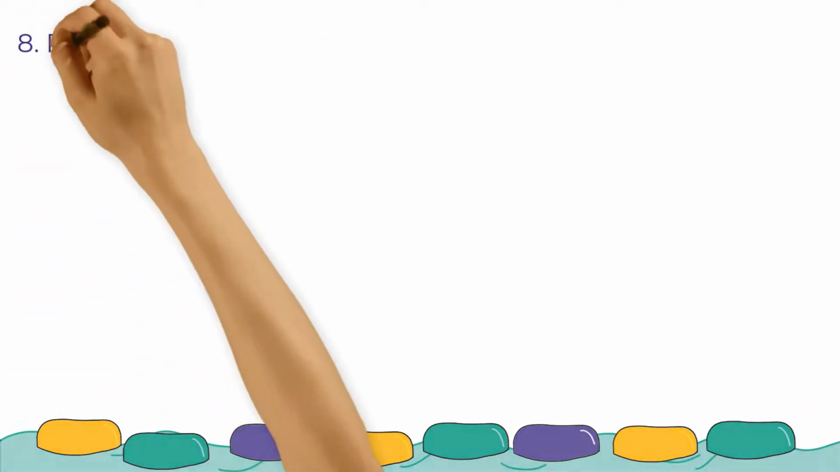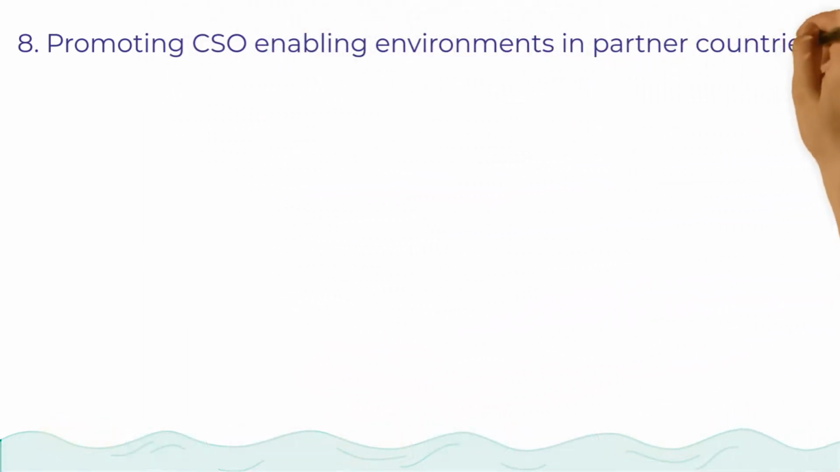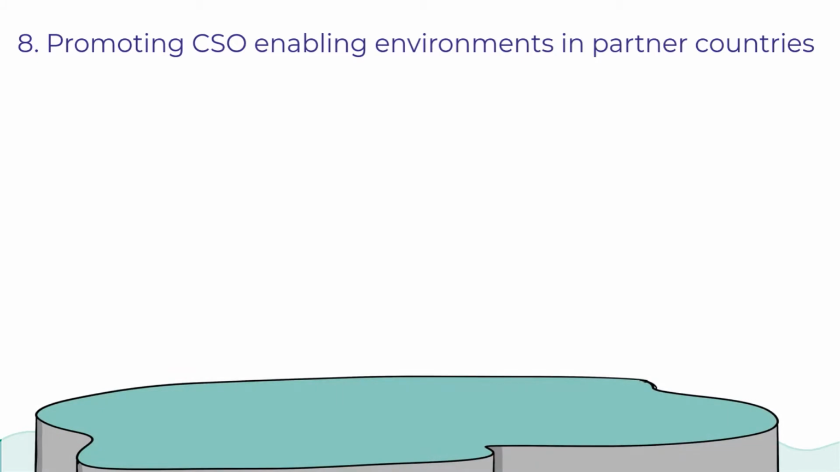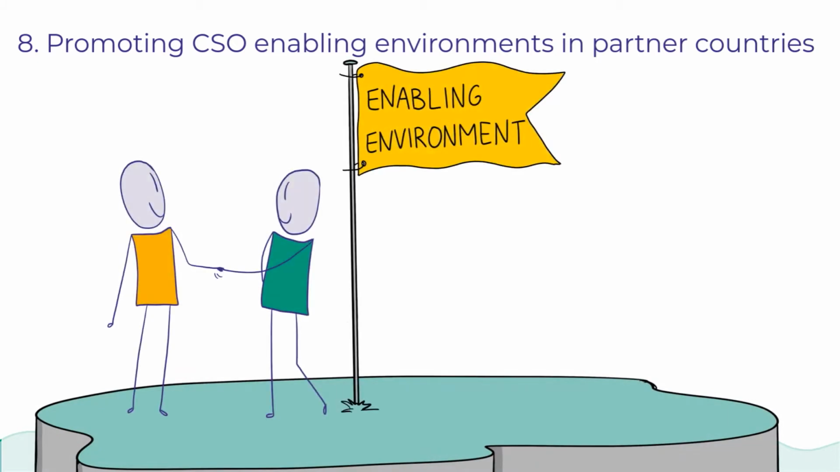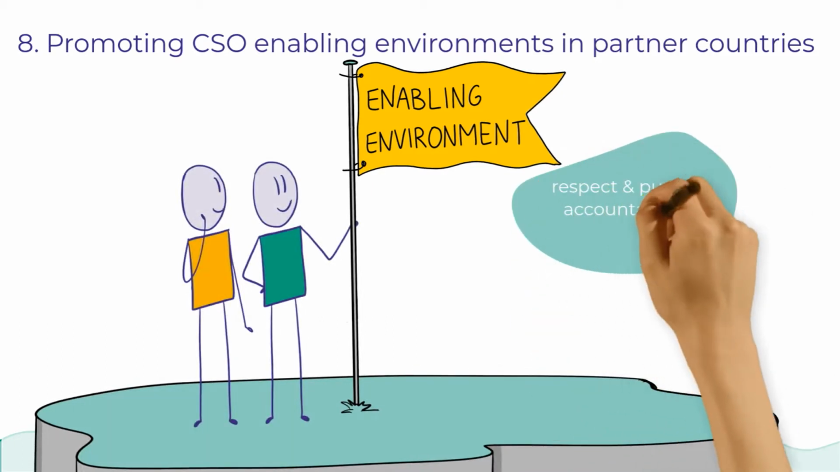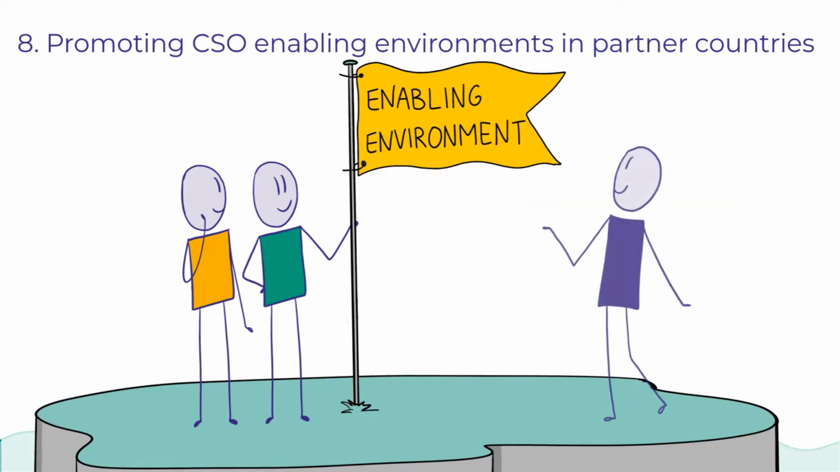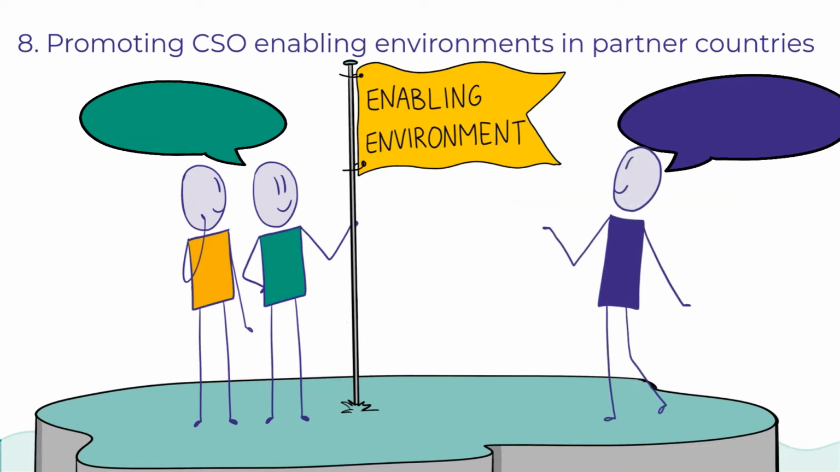Finally, stepping stone number 8 refers to the responsibility of donors to promote CSO-enabling environments in aid recipient countries. Donors should support and engage with CSOs in a way they can positively affect the enabling environment for CSOs in partner countries. Donor support should encourage CSOs to respect and pursue their accountability relationships in partner countries. In addition, donors should enter into dialogue with partner country governments to promote the importance of an enabling environment for CSOs.